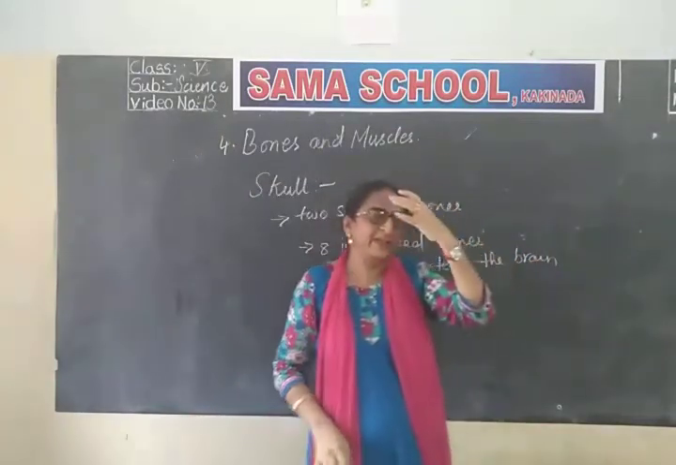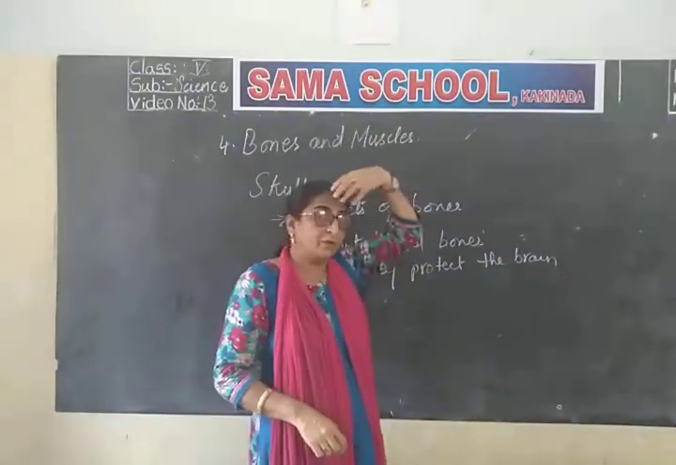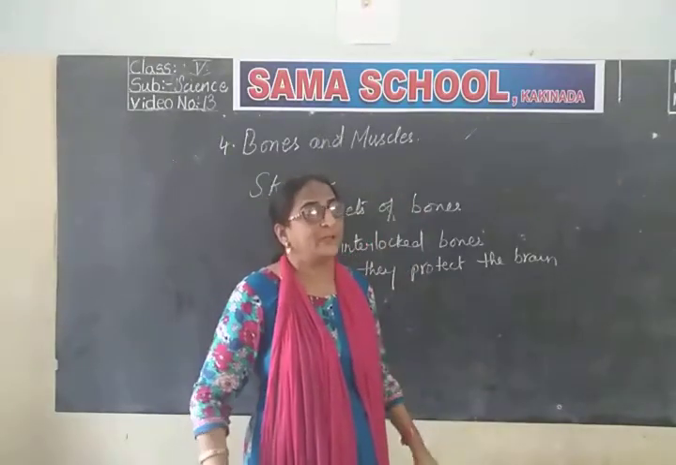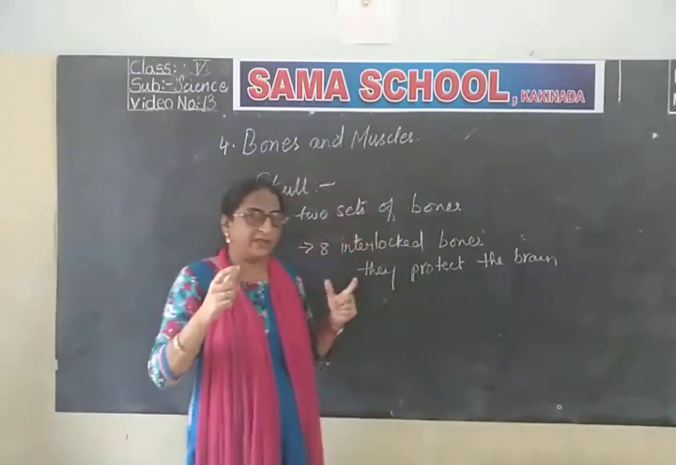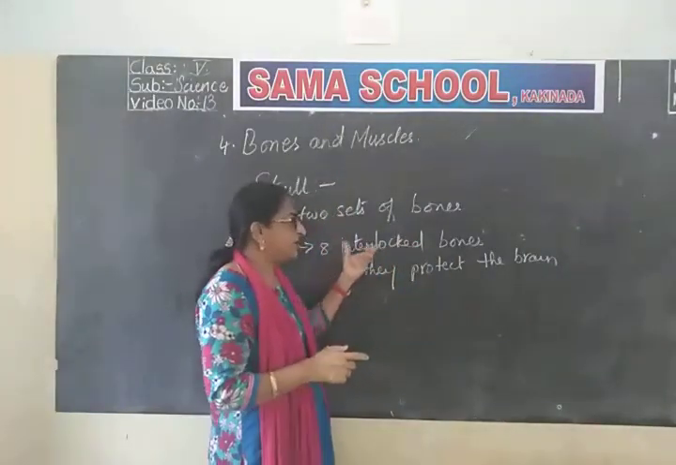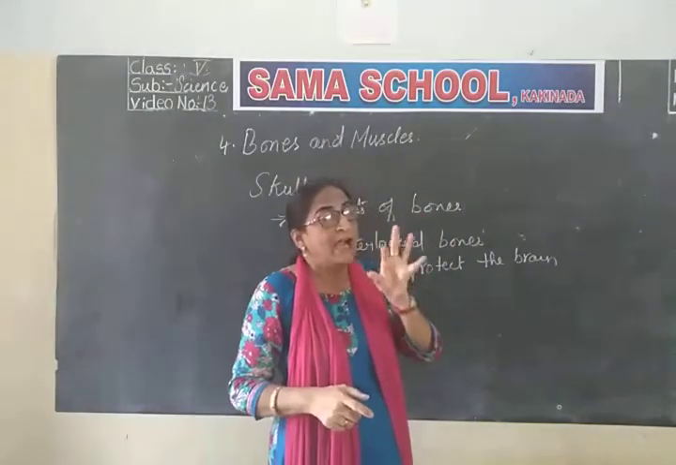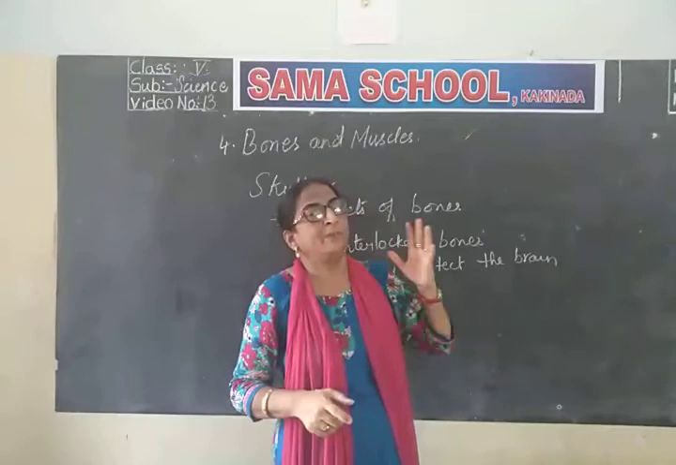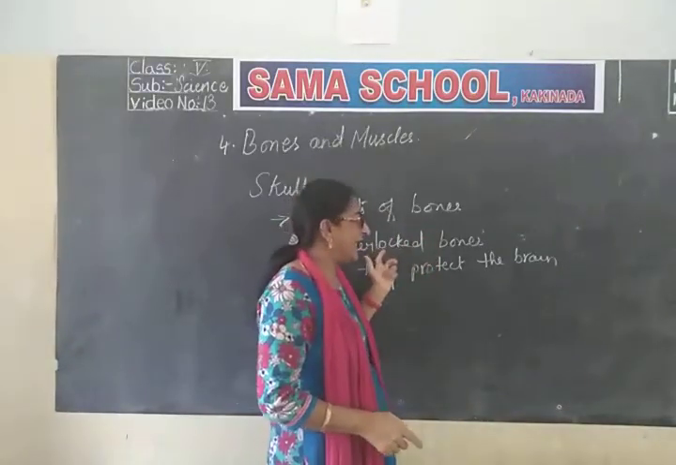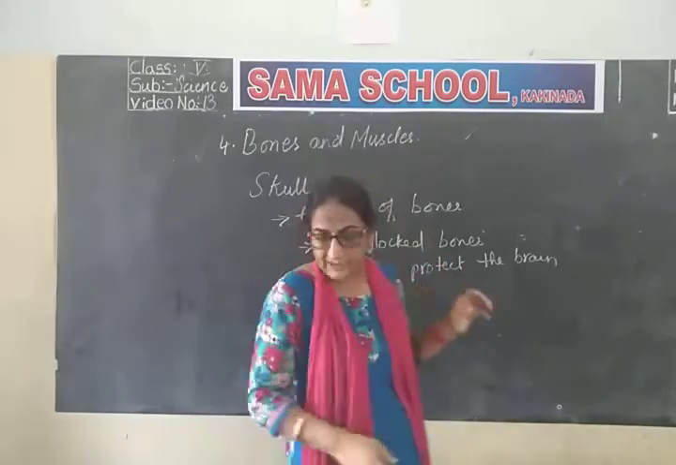Now this brain is a very important organ of your body, isn't it? It is on the topmost part. This is the brain which is controlling all your body parts. So this is very important and it has to be protected, isn't it? It is protected by 8 interlocked bones, which protect the brain, a very delicate organ, at the same time a very, very important organ of your body.